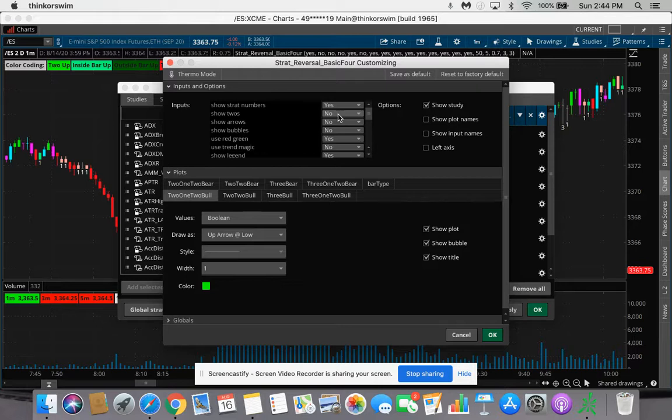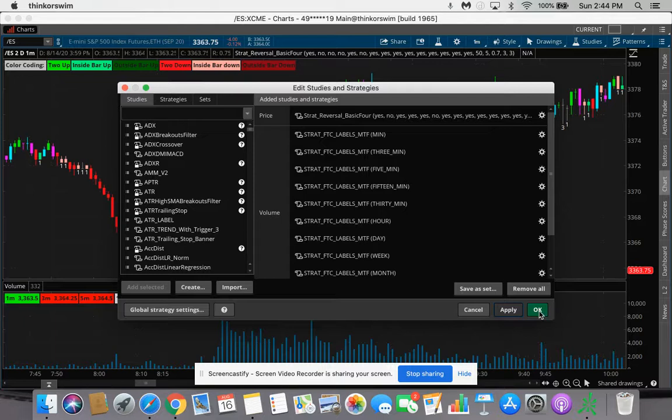Show 2s, I turn it off. I say no to that, but if you hit yes, all the 2s will show up. I just like to try to declutter as much as I can. Show arrows. The arrows, I'm going to show you what they look like, and the bubbles, I'm going to hit yes on both of those.